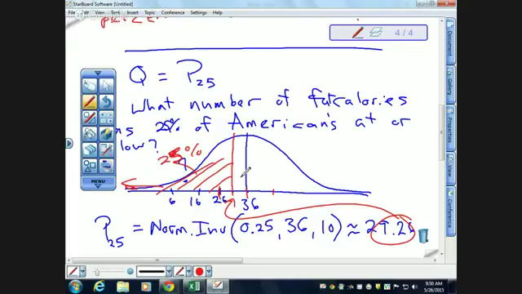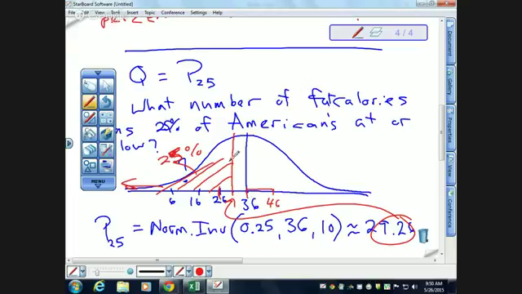So 34% of Americans eat between 26 and 36 fat calories a day. Okay. Also, I can go the other way. From 36 to 46, 34% of Americans eat between 36 and 46 fat calories a day. That's what that tells me.